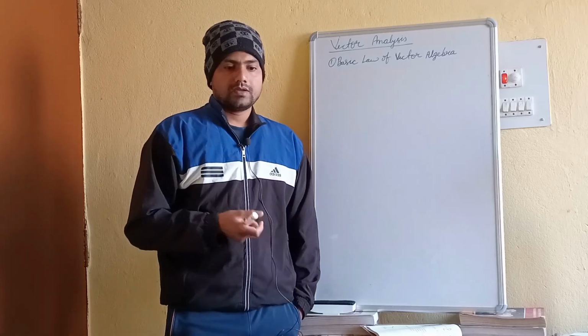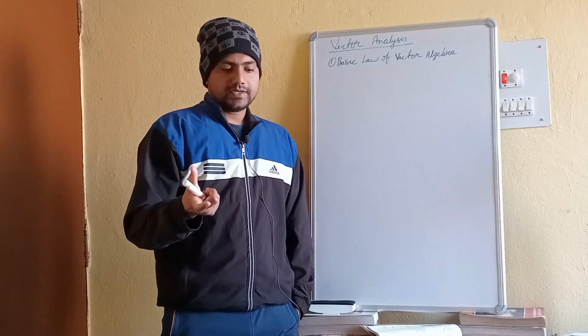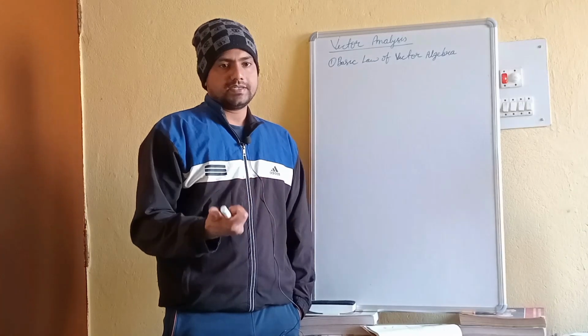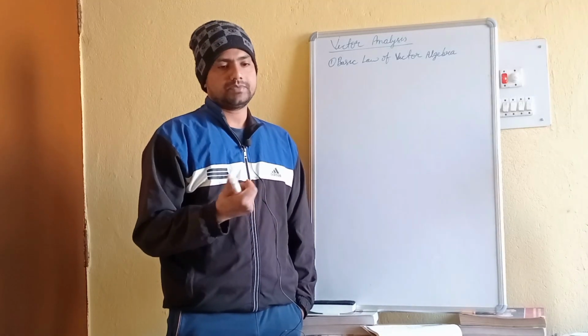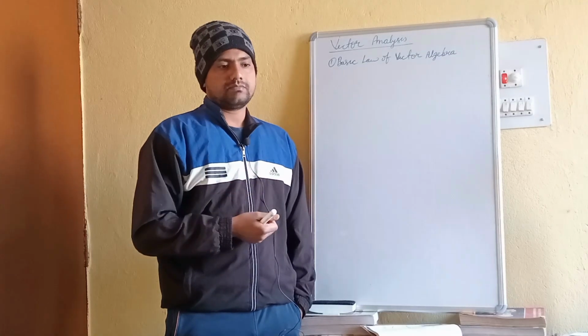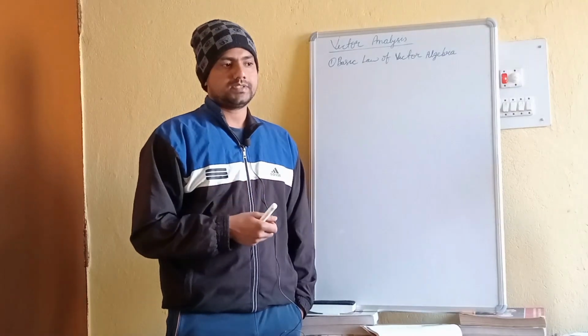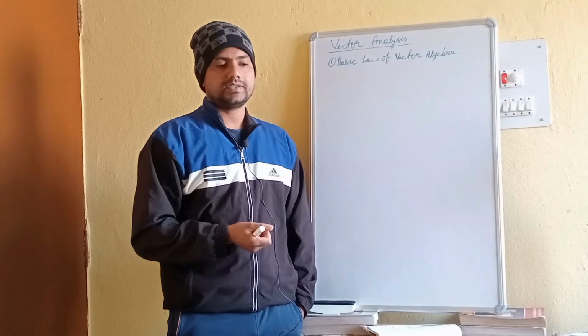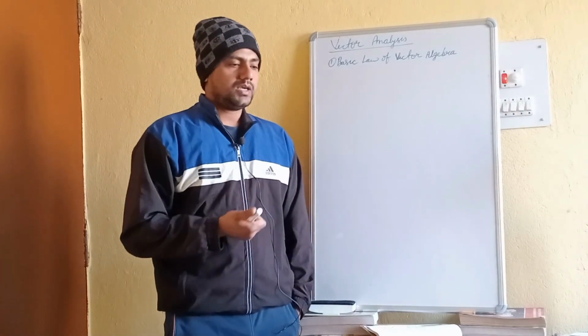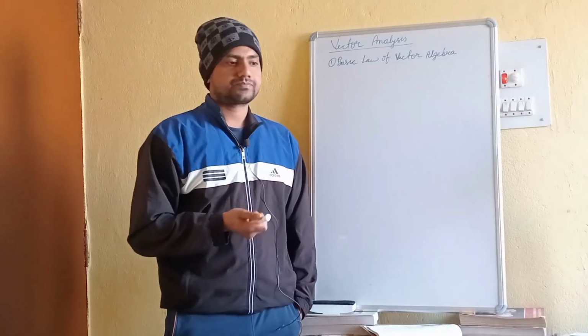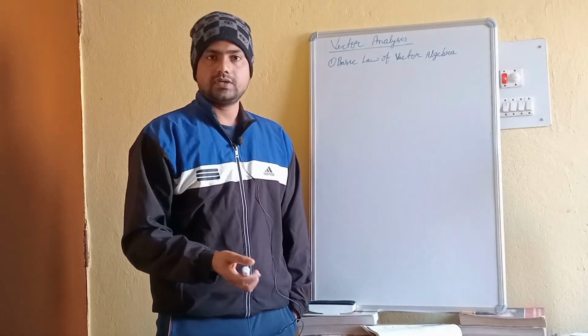Quantities are of two kinds. The first is a scalar, the second is a vector. A scalar has only magnitude, just like time, temperature, mass. These are scalar quantities, and vector quantities have both magnitude and direction. Examples: velocity, acceleration, force.